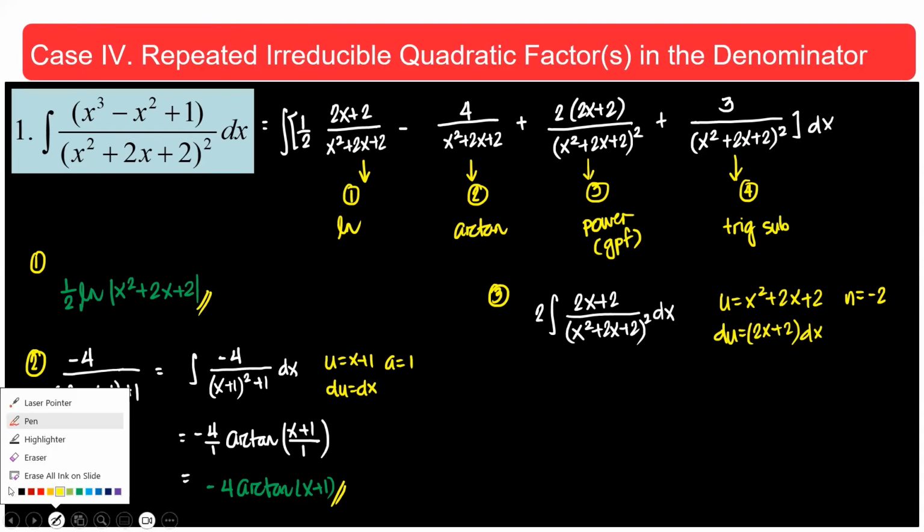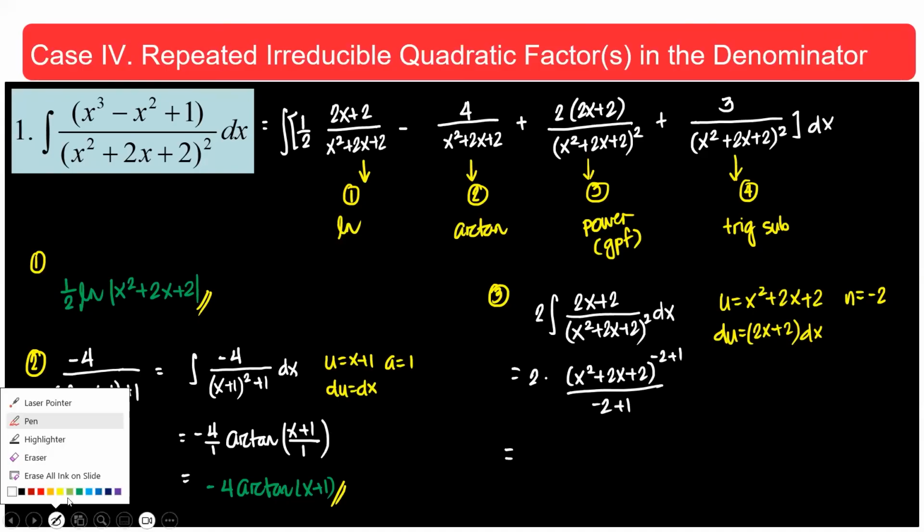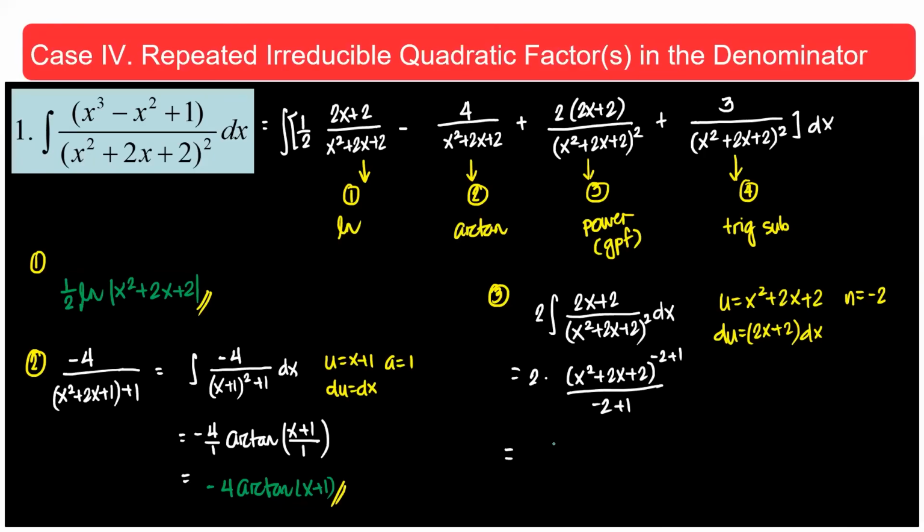Therefore, the integral would be, I don't need the 2. Let's bring it out there. U to the n plus 1 over n plus 1. Huwag na muna tayo maglagay ng c. Later na lang natin lagay lahat ng c. So in this case, the answer would be -2 all over x squared plus 2x plus 1. Yan. So it's general power formula.